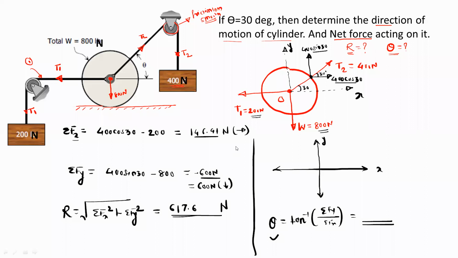From this, we can observe the resultant will lie in the fourth quadrant. So this is the resultant location. This is R, and this angle is theta. Theta we can calculate by using summation Fy divided by summation Fx. So theta is equal to 76.29 degree. This is the angle of the resultant and the direction for the resultant motion.